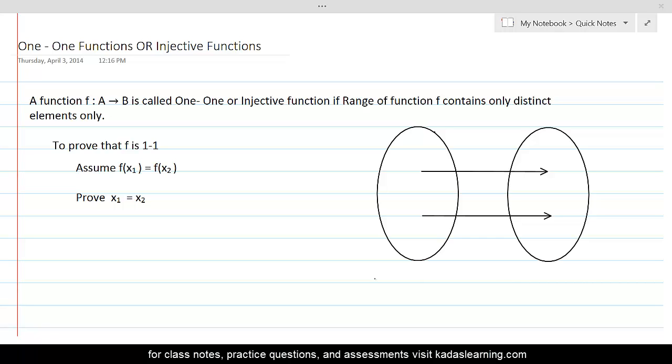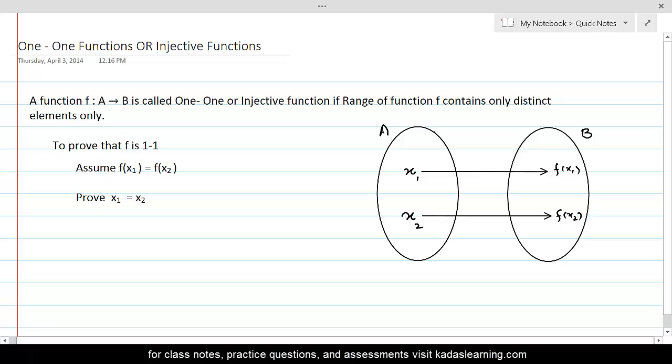So we illustrate with the help of this figure on the right side. Let's take two elements. Let's call this x1 and this x2, and the corresponding images in set B are f of x1 and f of x2. Let's call this set A, and the rule which transforms elements of set A into elements of set B is called f. And now we are going to prove this with the help of an example.